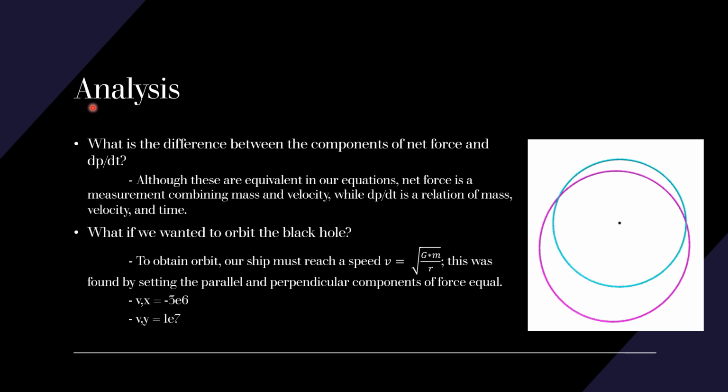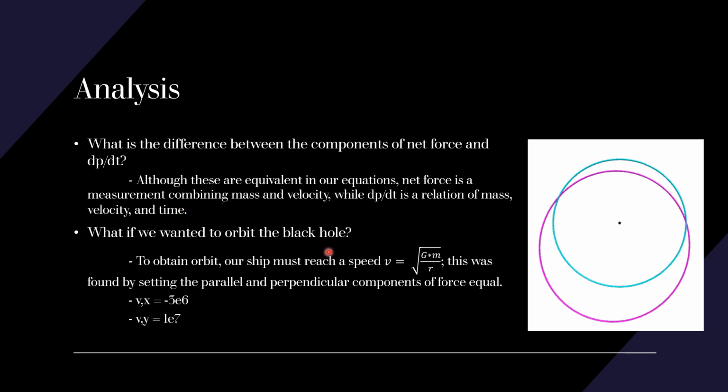Alright, so now you might want to ask, what's the difference between the components of net force and our change of momentum over time? Because in our equations, we pretty much just set these equal to each other, but of course they are not the same thing exactly. Net force is a measurement combining mass and velocity, while the change of momentum over time relates mass, velocity, and time.